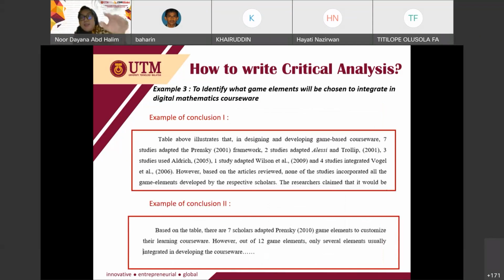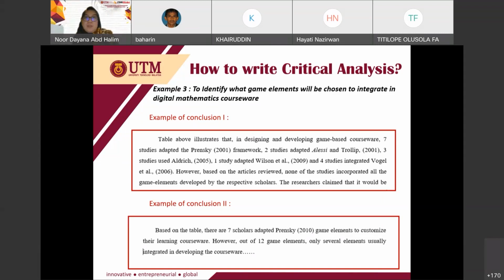So I'm asking Dr. Heman, what is actually the game elements you will choose? There are so many game elements out there, maybe 20, 25 game elements. But at the end, the students only choose 12 game elements that are usually used to integrate into his research.